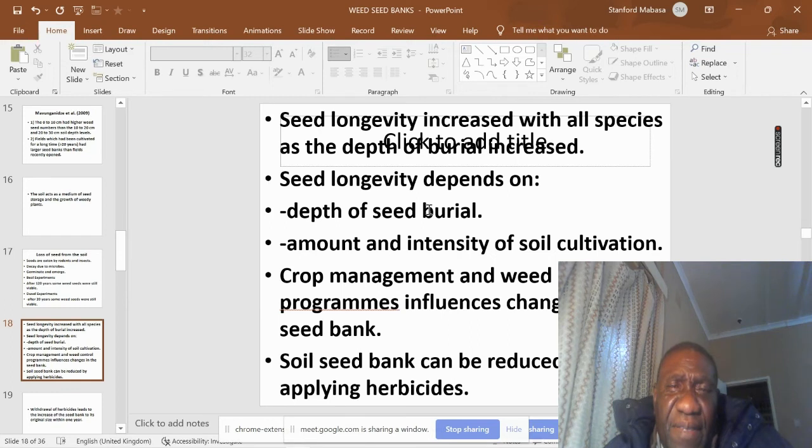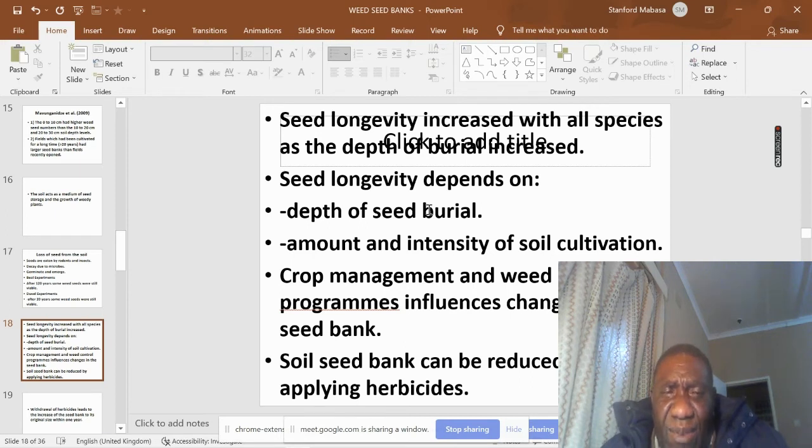Now, seed longevity can increase with all species as the depth of burial is increased. It tends to store these seeds. So seed longevity depends on depth of seed burial, amount and intensity of soil cultivation, crop management, and weed control programs, which have a big impact on the changes in the seed bank.